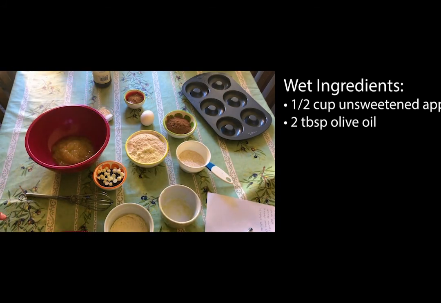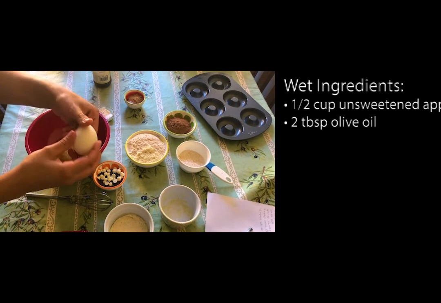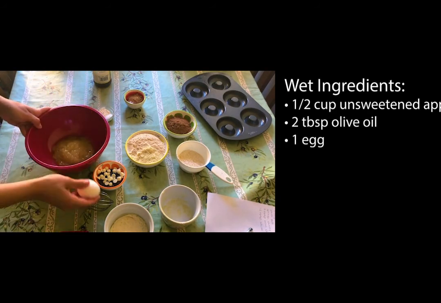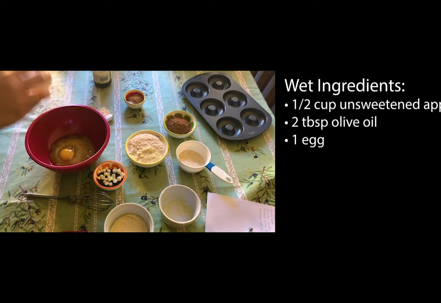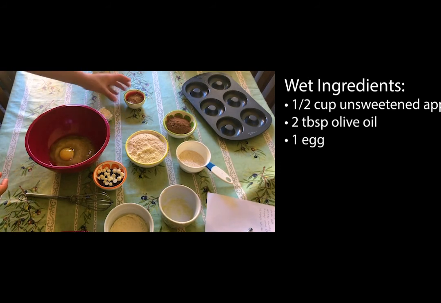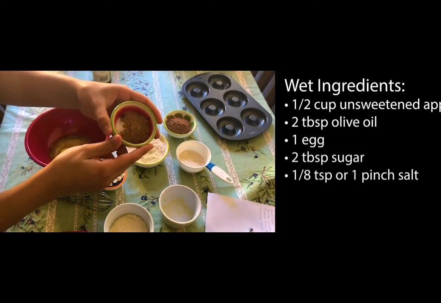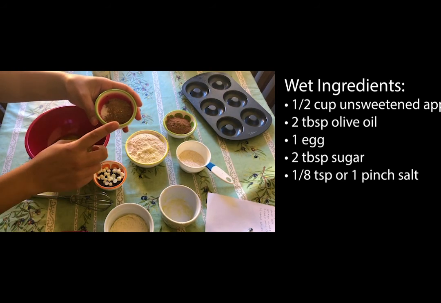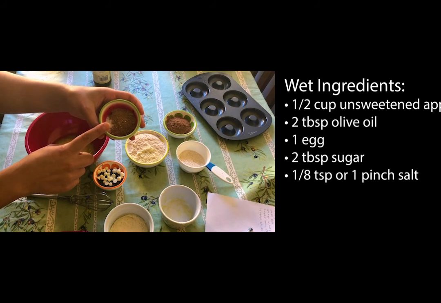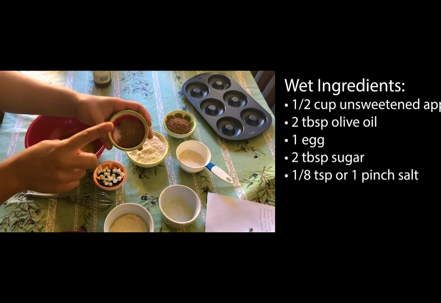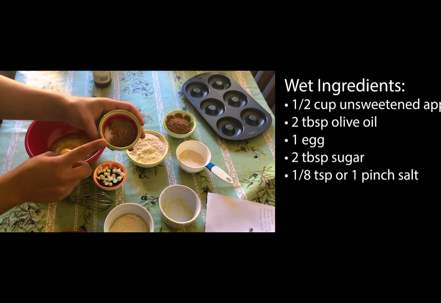Now that that's done, we are also going to add in our single egg. And I'm just going to go ahead and compost that. And we are also going to add our coconut sugar. This is 2 tablespoons of coconut sugar and a pinch of salt, about 1/8 of a teaspoon.